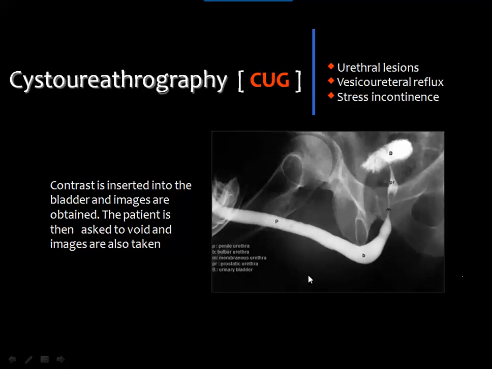This examination is frequently known as ascending and micturating cystourethrography. This examination is very good for evaluation of urethral lesions and also for the detection of vesicoureteric reflux. And in the previous days before MRI, it was used to evaluate patients, especially the females, having stress incontinence. But you know that MRI of the pelvic floor is now replacing this technique.